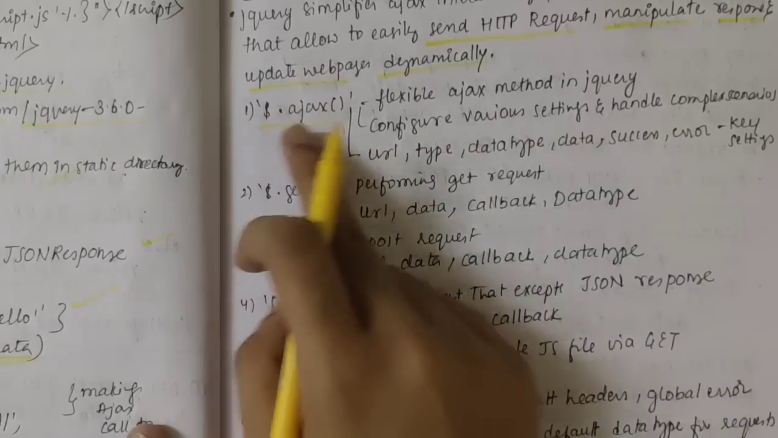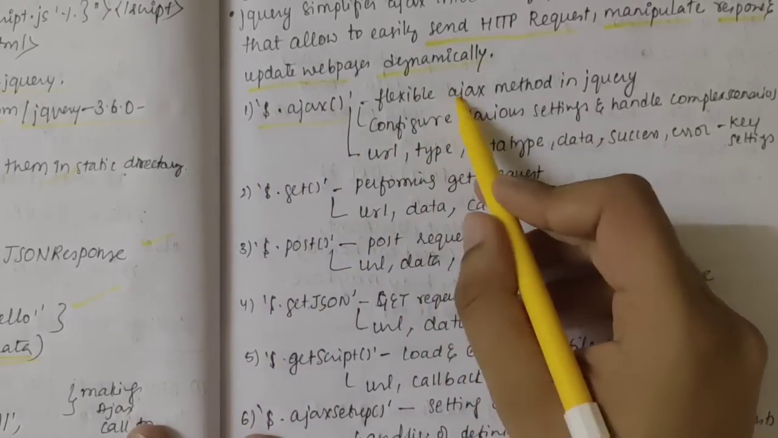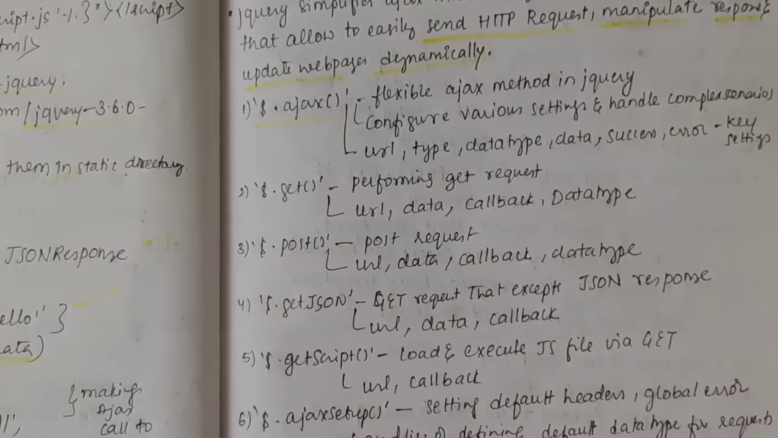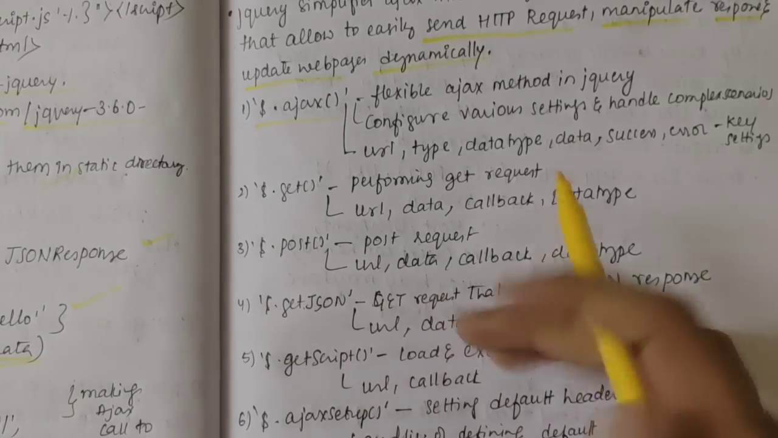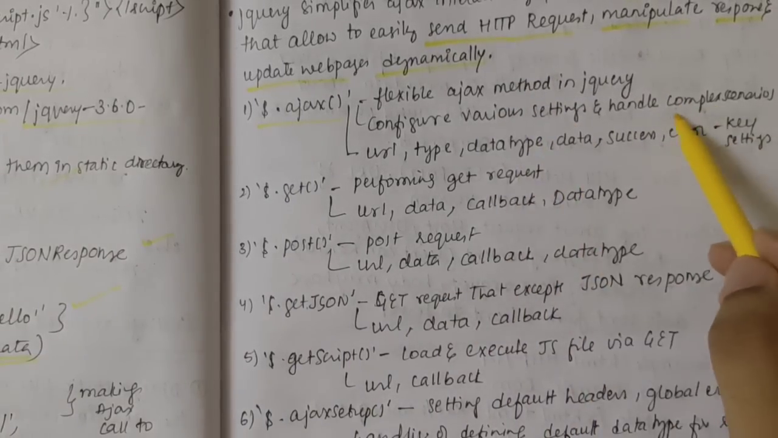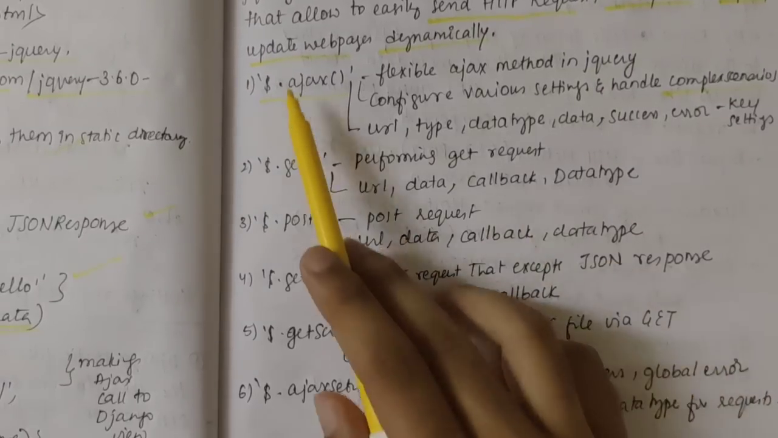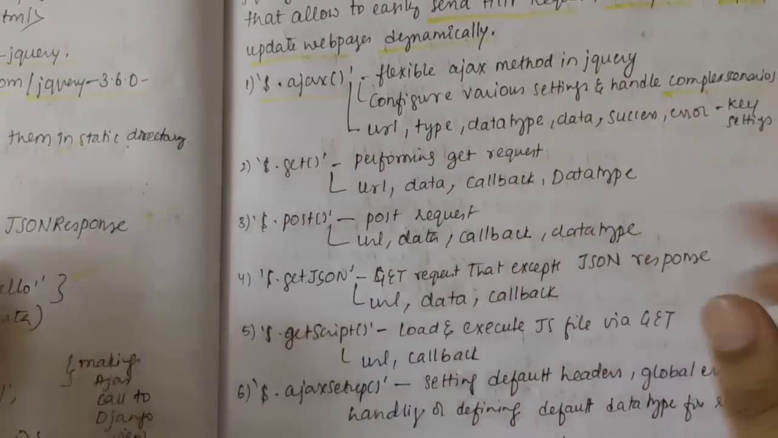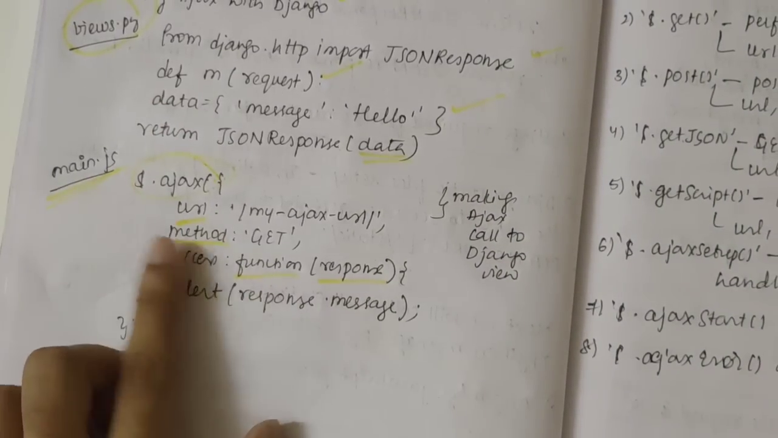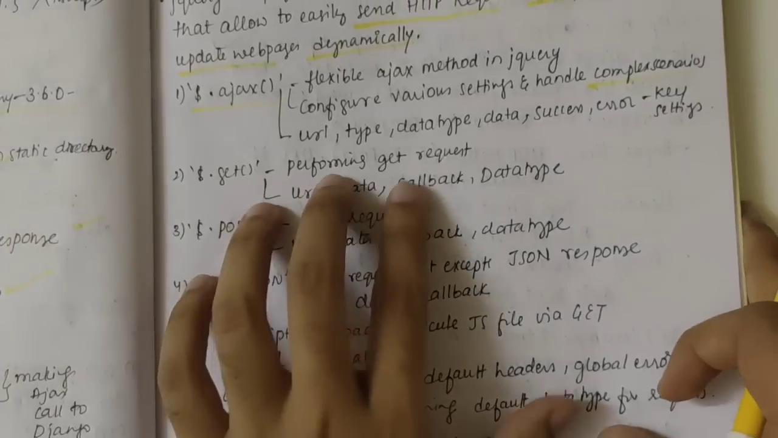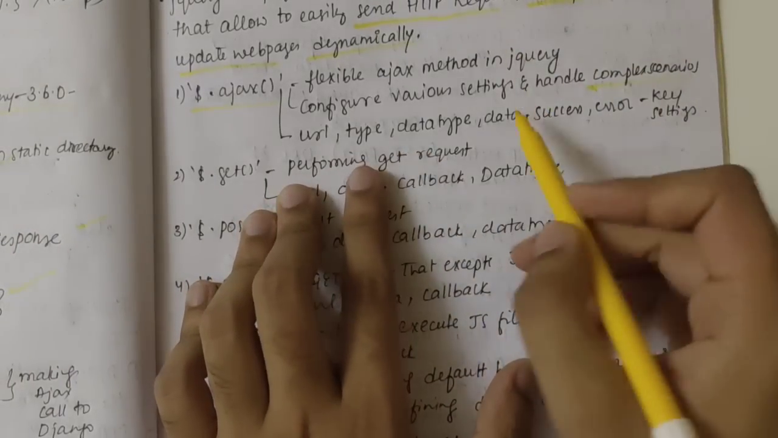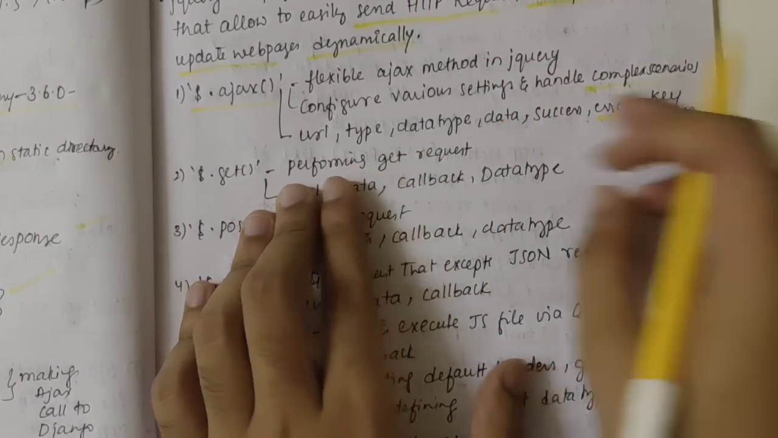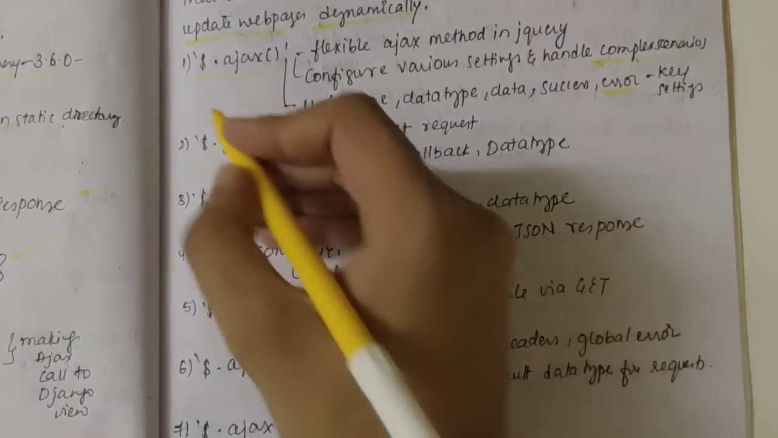First one is $.ajax. This is a flexible Ajax method used in jQuery. It will help us to configure various settings and handle complex scenarios. So in this Ajax method, we'll have the URL, as we have seen here. We'll have the URL, method, success, and along with success, we'll have the data type, data, and error, which are all the key settings here.